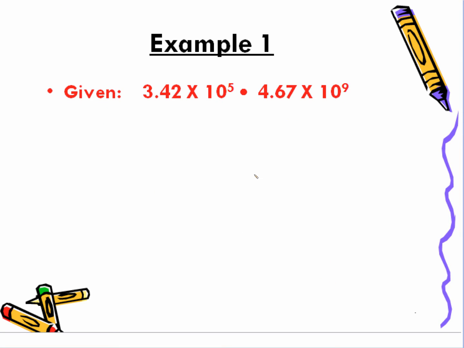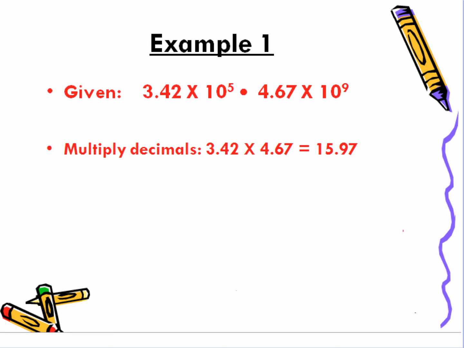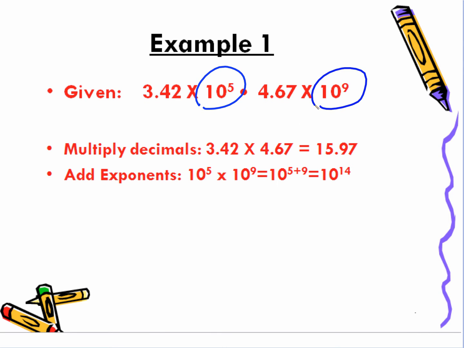So let's take a look at an example. 3.42 times 10 to the 5th times 4.67 times 10 to the 9th. First we want to multiply the decimals, the 3.42 times the 4.67. And that would give us approximately 15.97. Then we add the exponents. So we have 10 to the 5th and 10 to the 9th, and so we would add 5 plus 9 and get 14. So altogether we have 10 to the 14th power.